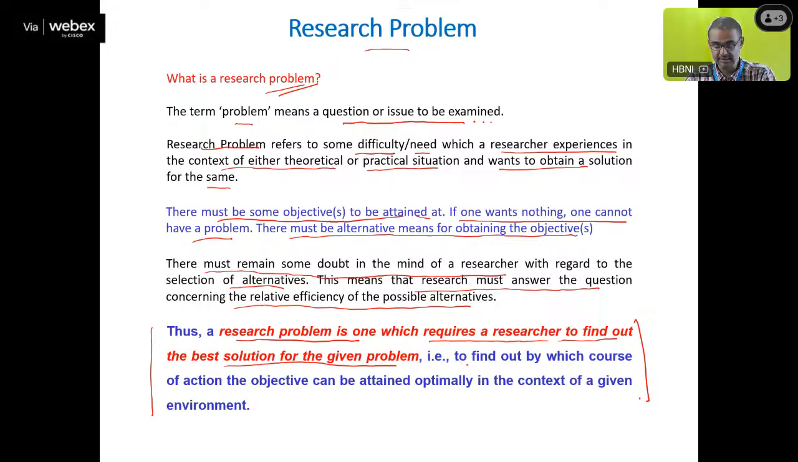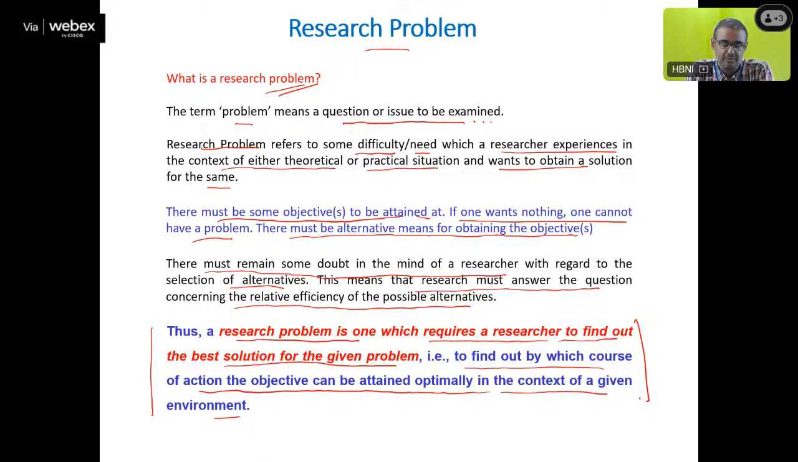That is, to find out by which course of action the objective can be attained optimally in the context of a given environment. So in a given environment, which action is appropriate to achieve the objective or the solution to the problem which you have proposed.